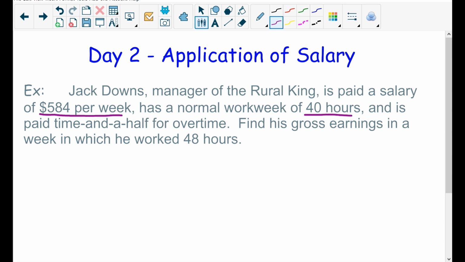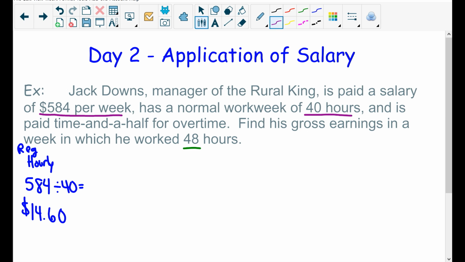He worked 48 hours. Okay, so first thing we need to do, just like on that worksheet we just did, is figure out what is the regular hourly pay. How do we find that? You would take the salary and divide it by how many hours you work in a normal work week. Yep, salary 584 divided by normal work week 40, and that gives me a total of what? $14.60. Okay, so that's the regular hourly.